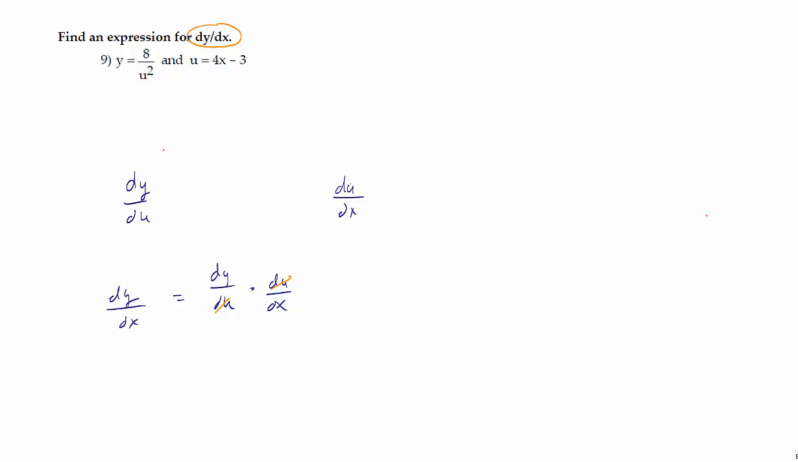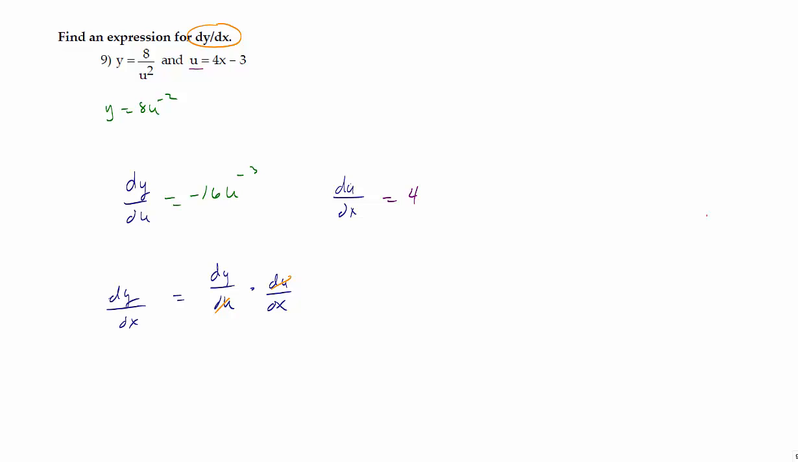Okay, so coming back up here to my function y, one thing I would do is rewrite this. So y is equal to 8u to the negative 2, and now I'll take the derivative using my power rule. I'll bring down my exponent, and I get negative 16u to the negative 3rd power. And then for my u function, I'm going to leave it alone. I don't have to do anything there. When I take the derivative, I get just plain old 4.